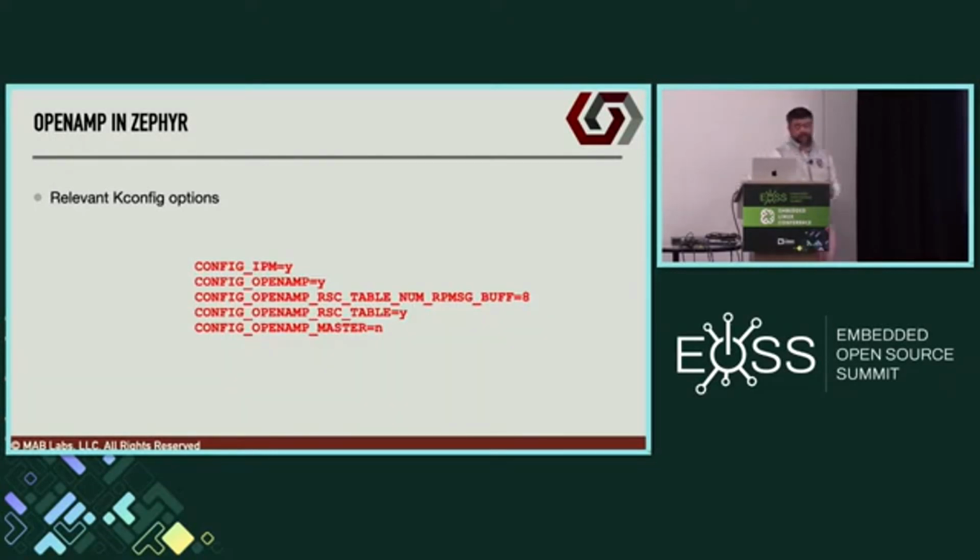And these are the relevant Kconfig options. CONFIG_IPM enables the interprocessor communication subsystem within the IPC subsystem within Zephyr. CONFIG_OPENAMP basically compiles the OpenAMP subsystem, and then the resource table config options enable this resource table, because that's one of the things Remoteproc uses. It verifies that your ELF file has that resource table entry to make sure there is actually shared communication, that the MCU is aware of what that shared resource is, so that it can communicate between the MPU and the MCU.